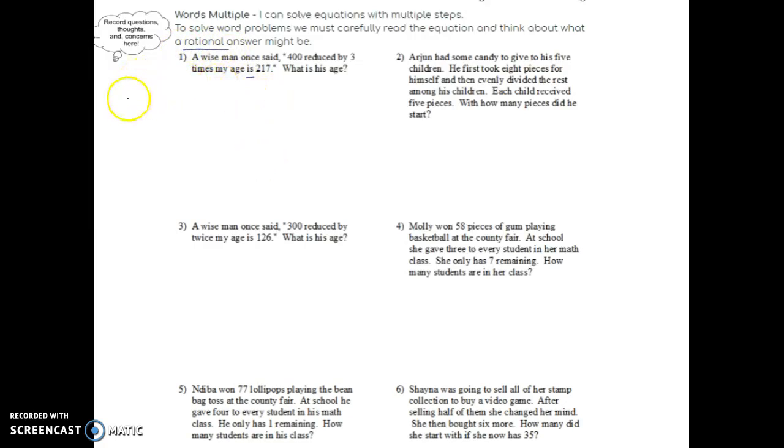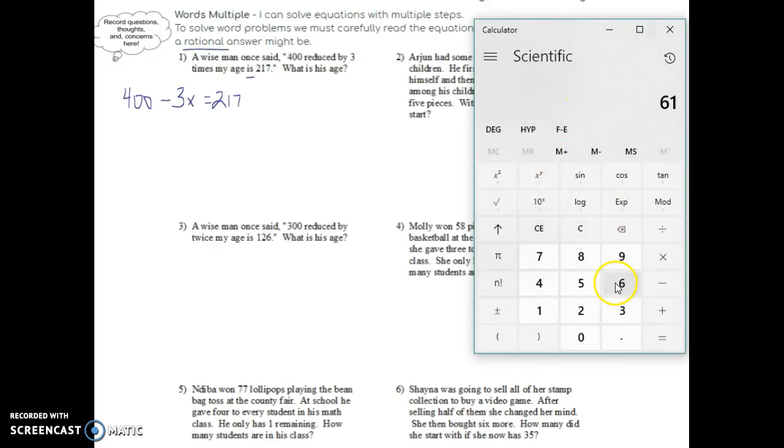So for this first one, it says 400 reduced by 3 times my age is 217, okay? So 400 reduced by means minus. 3 times, that's 3 multiplied by, right? The age that we don't know, if you're using a variable, is x, and is means equals, and then 217, right? So the question asks what's his age, so I need to figure that out.